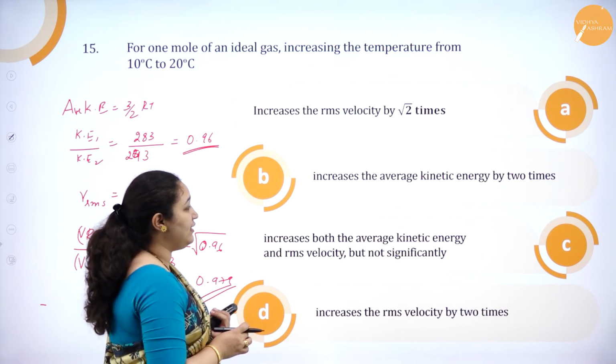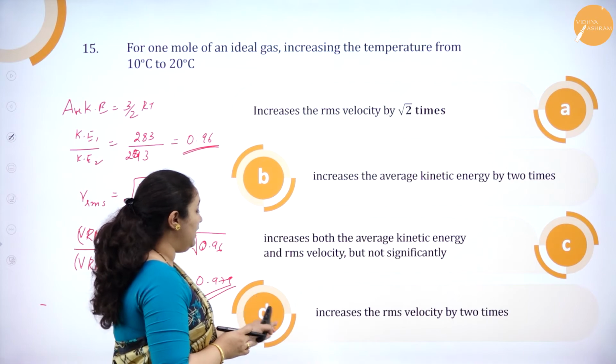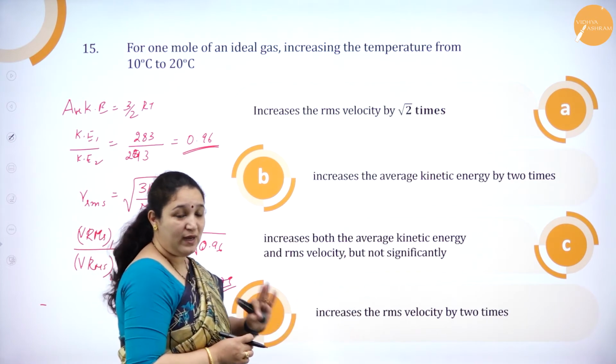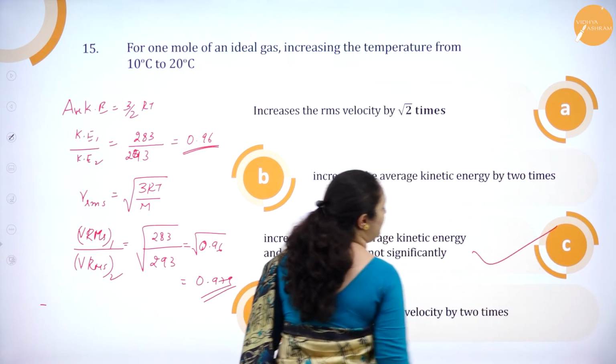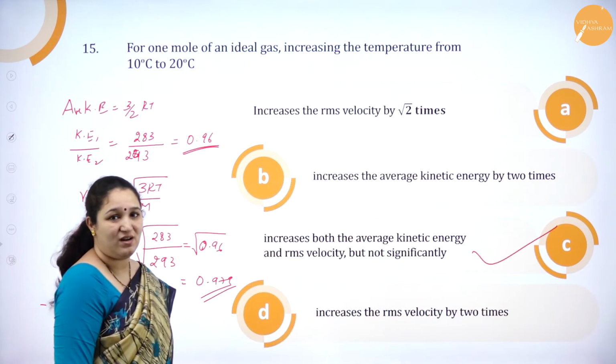Increases the average kinetic energy by 2 times is wrong. Increases the RMS velocity by 2 times is also wrong. It increases but not significantly. Option C is the correct answer.